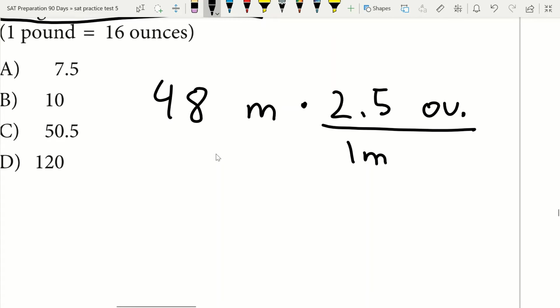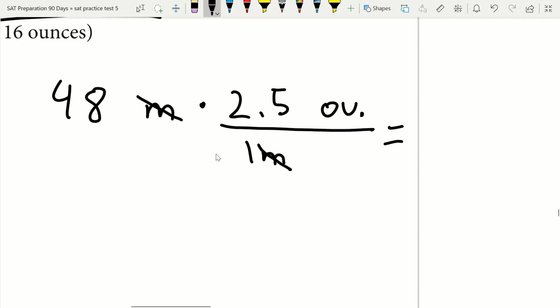So as we can see, we're going to have to cancel our units of muffins to end with our units in ounces. So that's how we're using canceling units to make sure we're doing this problem correctly. When we plug in 48 times 2.5 in our calculator, because this is on the with calculator section, we're going to end up with 120 ounces.